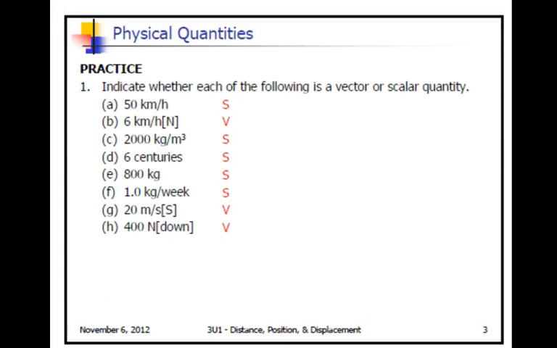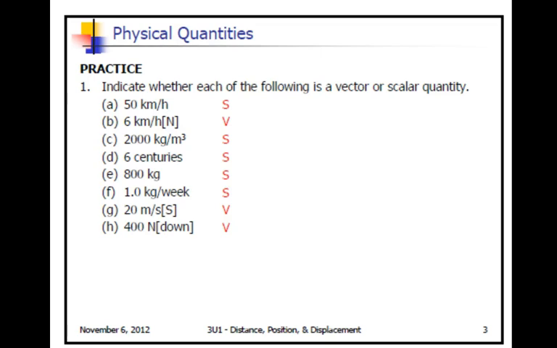So let's practice a little bit here. For question 1 of the practice, it says indicate whether this is a vector or a scalar quantity. So the first one we have 50 kilometers per hour. There is no direction given, so that's a scalar quantity. For B, it says 6 kilometers per hour [north]. And notice that the direction here is given with square brackets. That would be a vector quantity because we're given a direction.